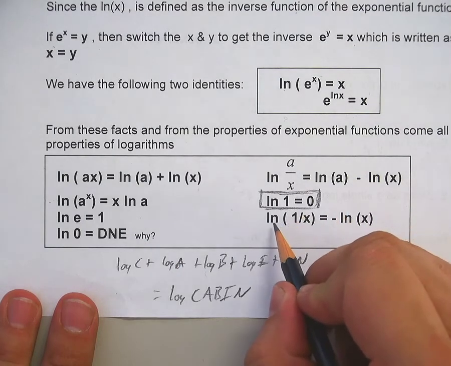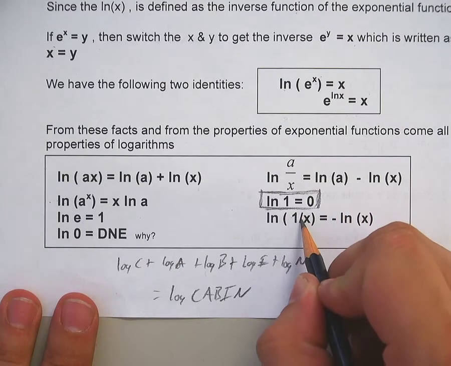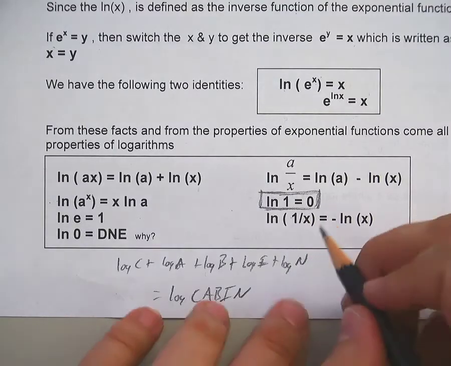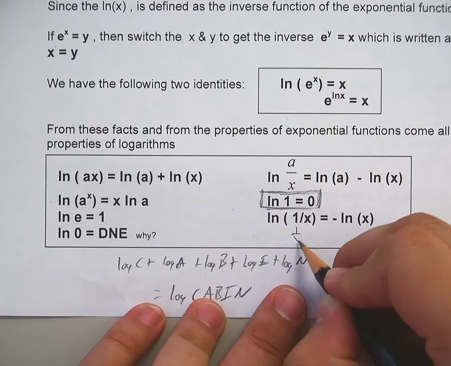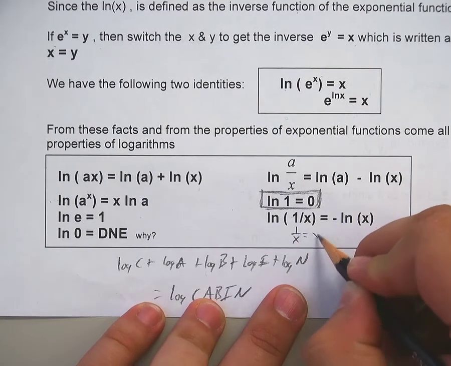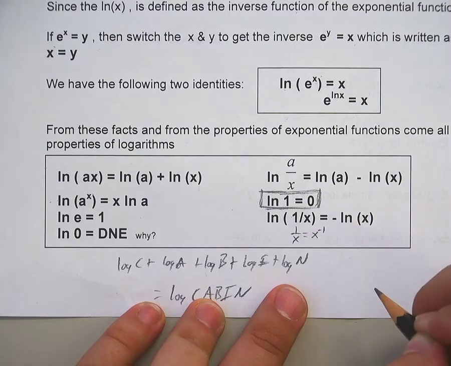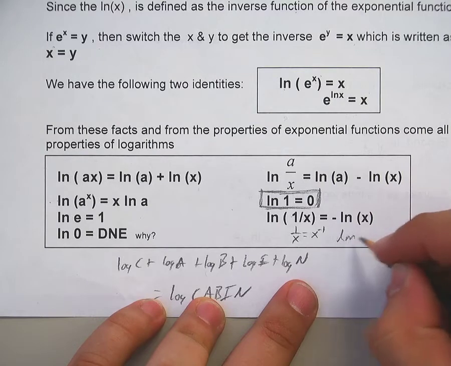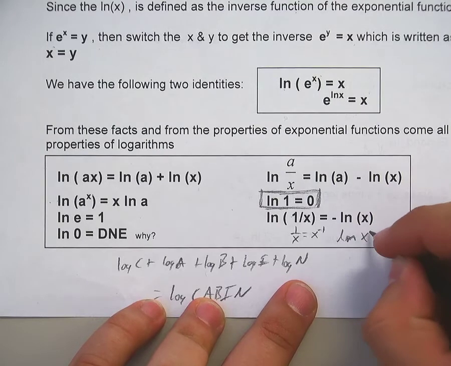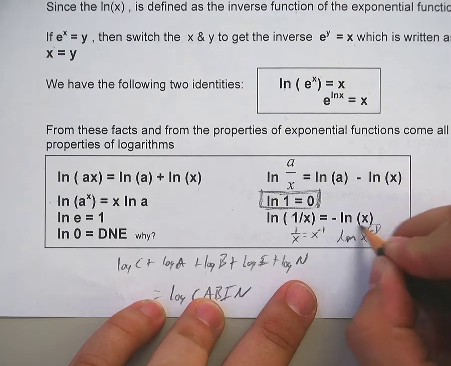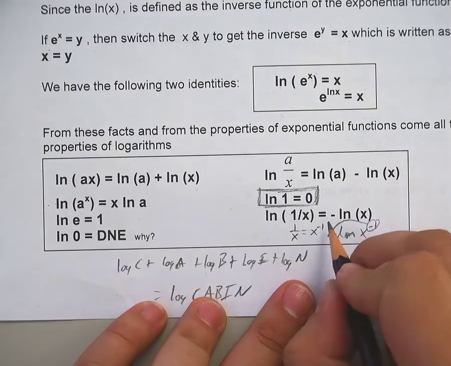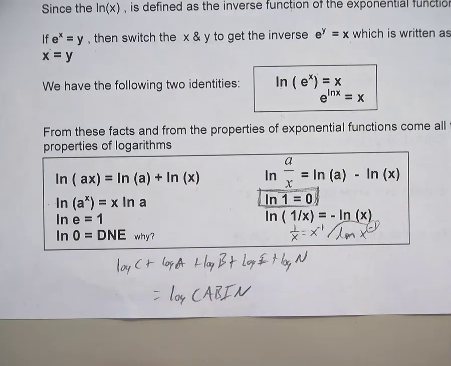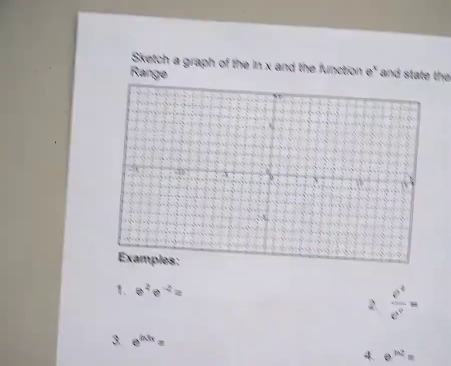And then the natural log of 1 over x. If you think about this, 1 over x is really x to the negative 1. So all we're doing is taking the natural log of x to the negative 1 and dropping this negative down here. So you get negative ln of x. So that's all fine and dandy.